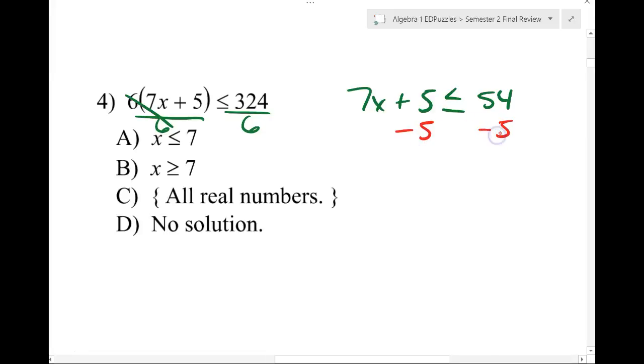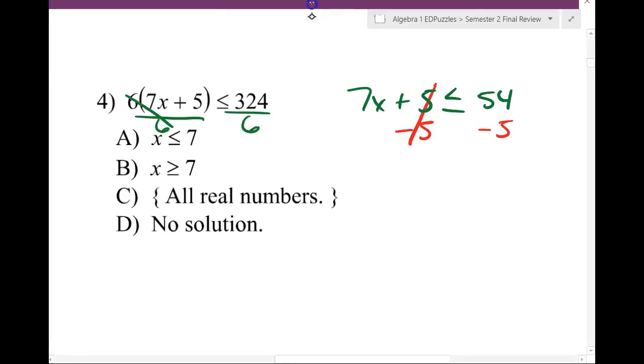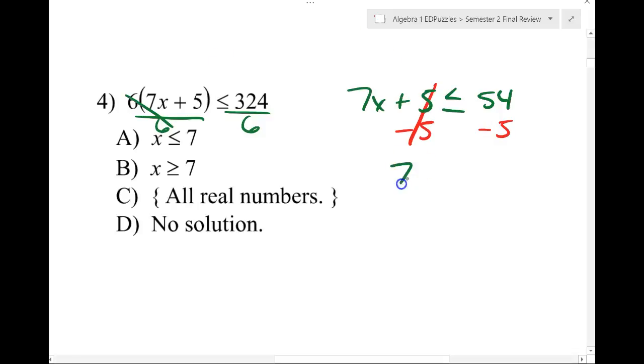it from both sides, because it's positive, so we subtract it. And now we have 7x is less than or equal to 54 minus 5, it's 49. And you guys probably already see the answer. Divide both sides by 7.